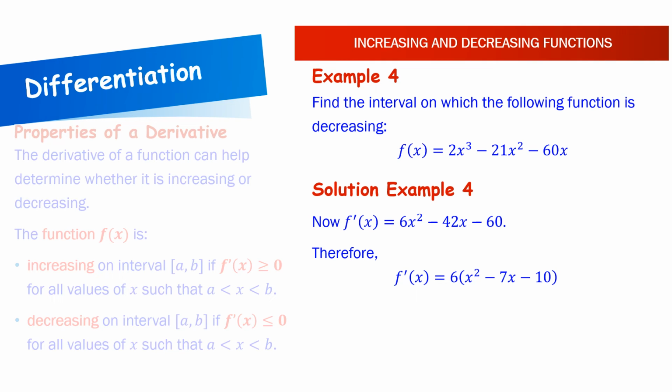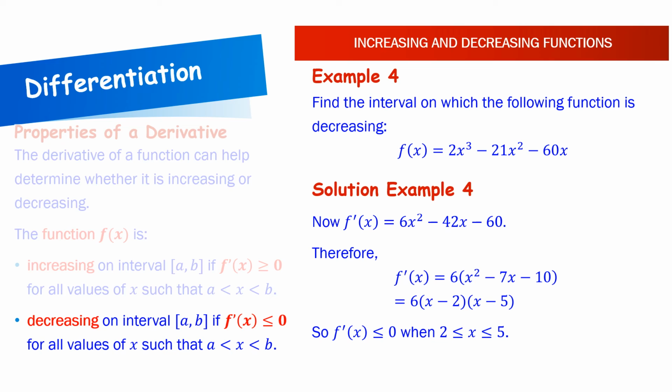So if we factorize, we obtain f dash of x is 6 times this quadratic shown. And when we factorize further, we obtain that f dash of x equals 6 times x minus 2 times x minus 5. So f dash of x is less than or equal to 0 when 2 is less than or equal to x is less than or equal to 5.